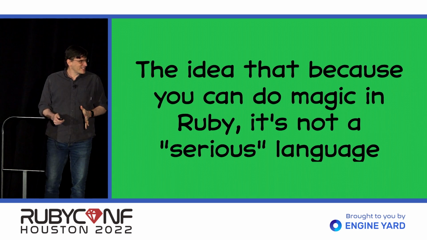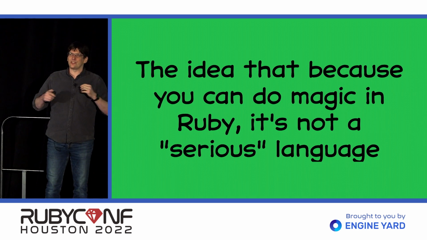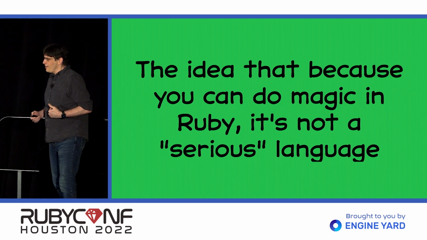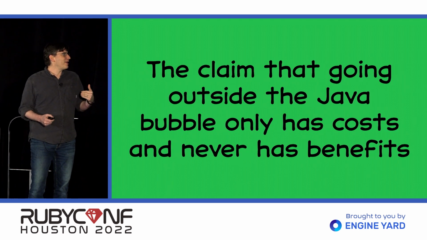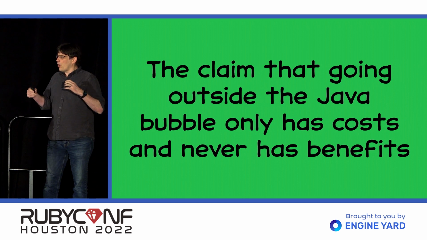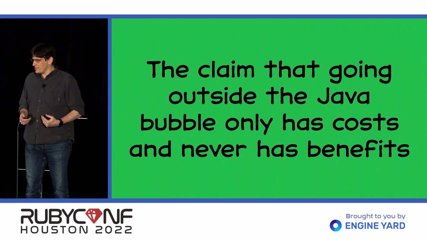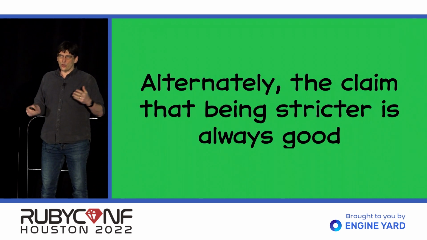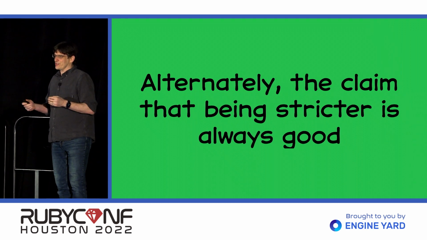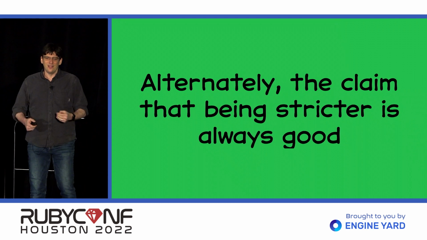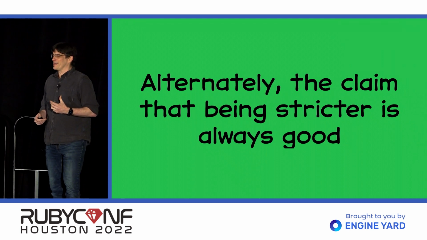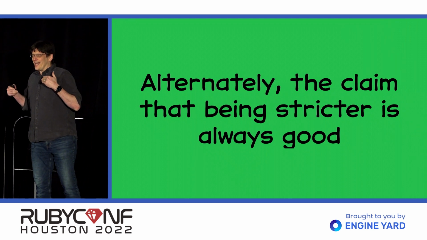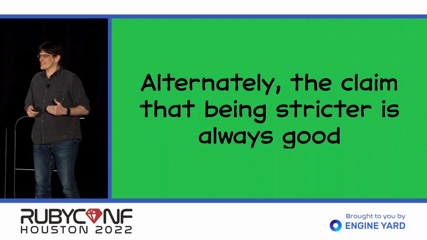And there's this sense that because you can do these very dynamic things, it is somehow preventing you from being able to do real work in Ruby unless we don't do those things. There's a related claim that going outside that bubble only has costs and never has benefits. You sometimes see this specifically with static typing, the claim that being stricter is always good. You will sometimes see advantages of static typing without seeing corresponding disadvantages. I refuse to believe that of all the things in programming and development that have trade-offs, good things and bad things, static typing and not doing dynamic things is the only thing that has costs and never has benefits.